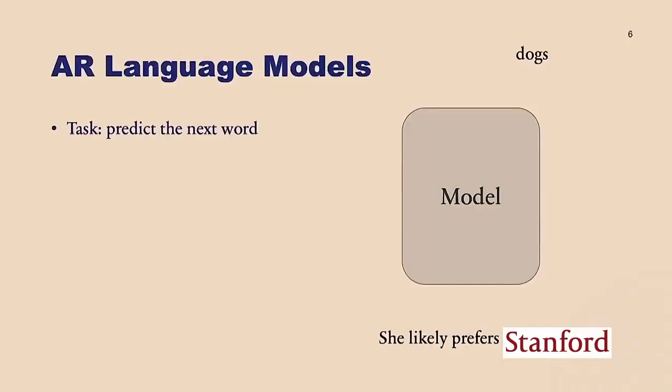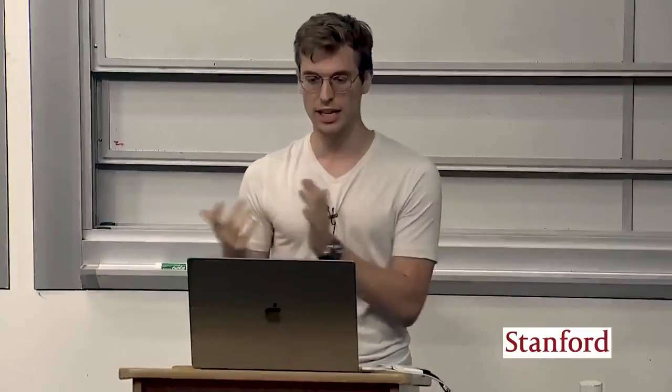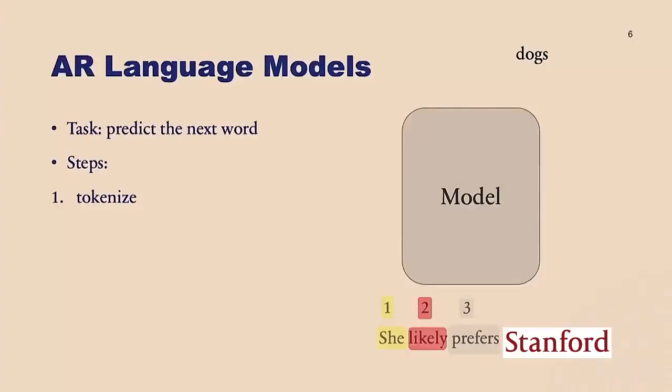Great. So, autoregressive language models. At a high level, the task of an autoregressive language model is simply predicting the next word, as I just said. If you have a sentence like "she likely prefers", one potential next word might be "dogs". The way we do it is that we first tokenize. You take these words or subwords, you tokenize them, and then you give an ID for each token. So here you have 1, 2, 3. Then you pass it through this black box.